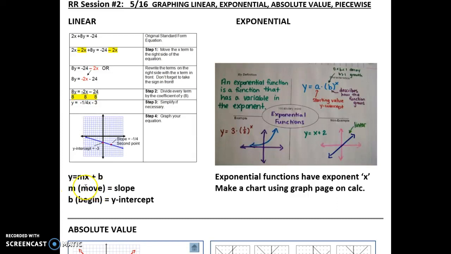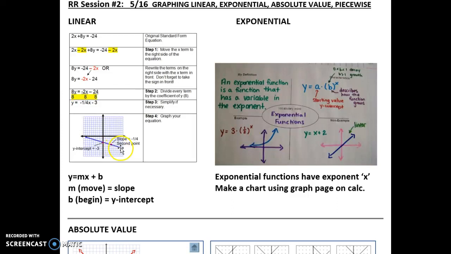M stands for the slope, which is where you move. And B represents the y-intercept, B for begin. So there's two ways that we can graph this. We can start by graphing the y-intercept and then doing a slope that it represents, negative 1 over 4, which means rise of negative 1. That actually means go down 1 and to the right 4.